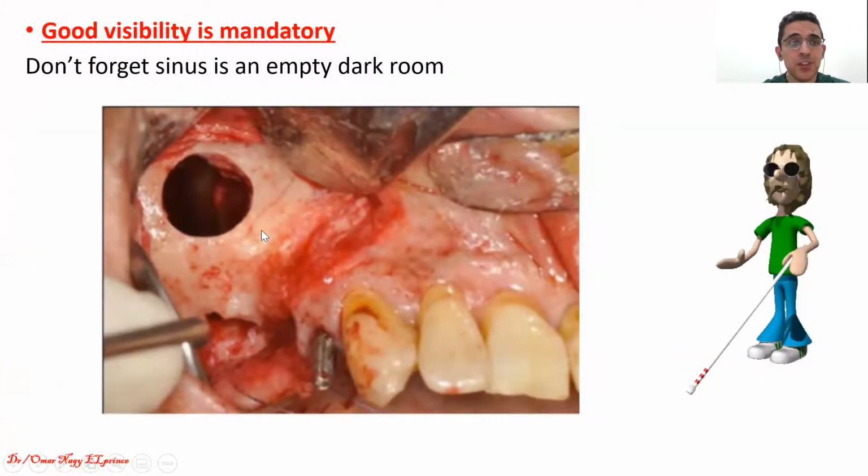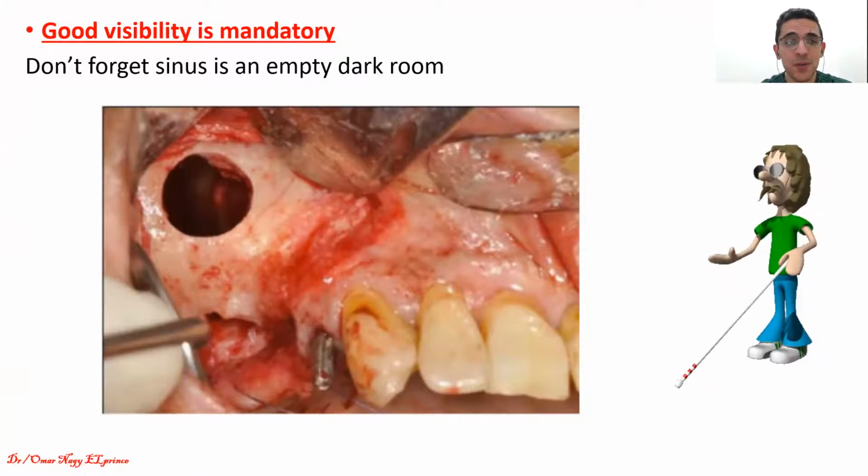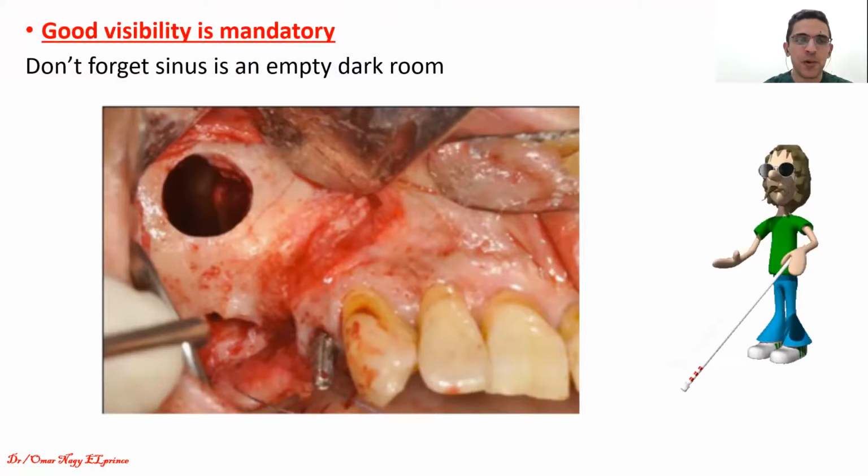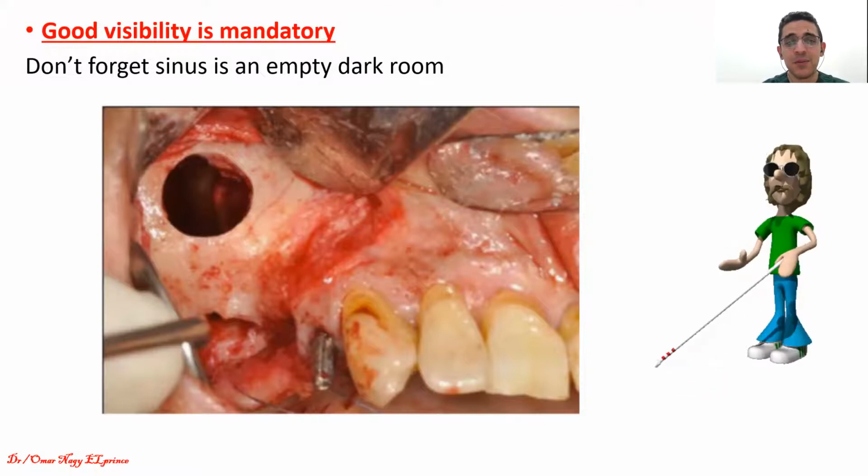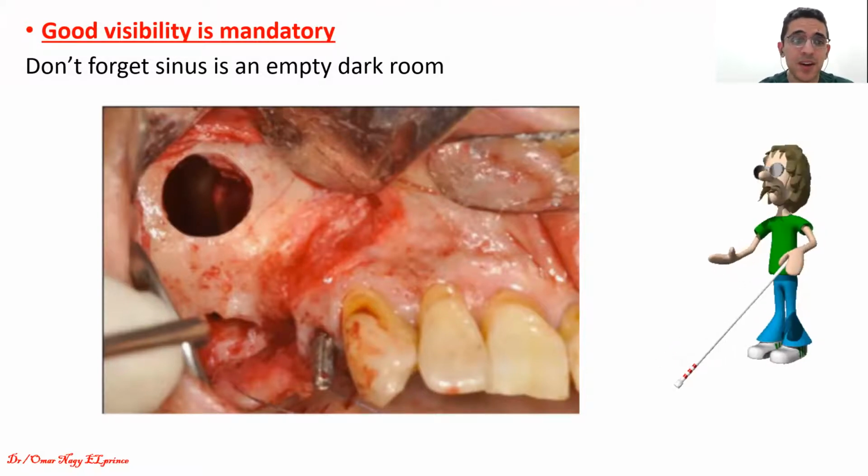Tiny tip: good visibility is mandatory. Don't expect that you will open a window and find the implant. I wish that would happen, but it usually doesn't. Usually you open a window and end up with an empty dark room, which is a maxillary sinus. So you are really blind when you are dealing with a maxillary sinus. You have to light it up.